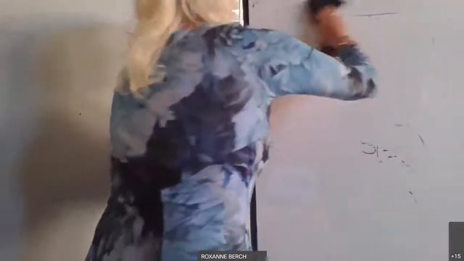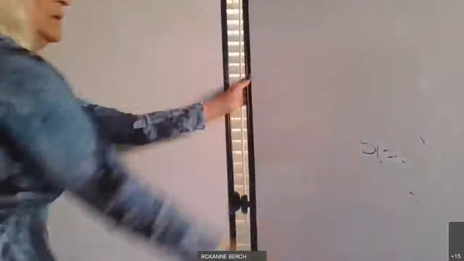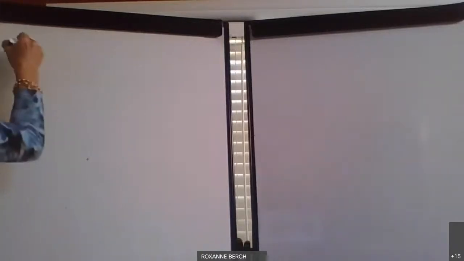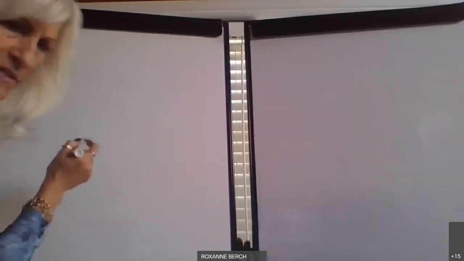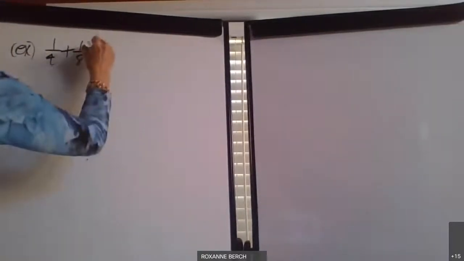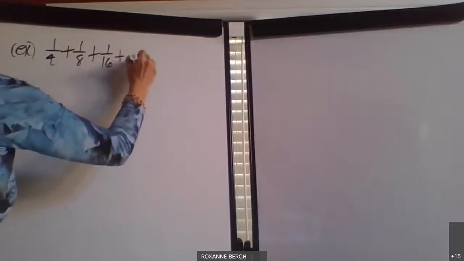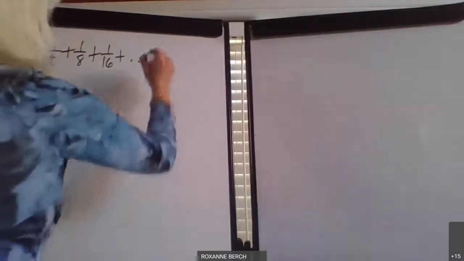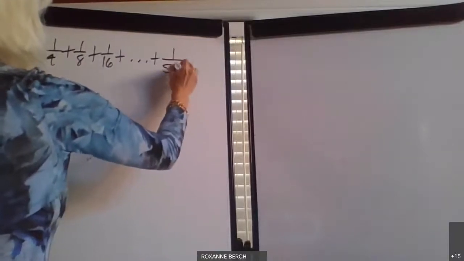And now you're going to see why I want you to work together. Because if you work by yourself, it might be mistake after mistake after mistake, and it takes 5 minutes to do one of these problems. So here it is. It's 1/4 plus 1/8 plus 1/16 plus ... so there are missing terms, plus 1 over 512, but it is finite.